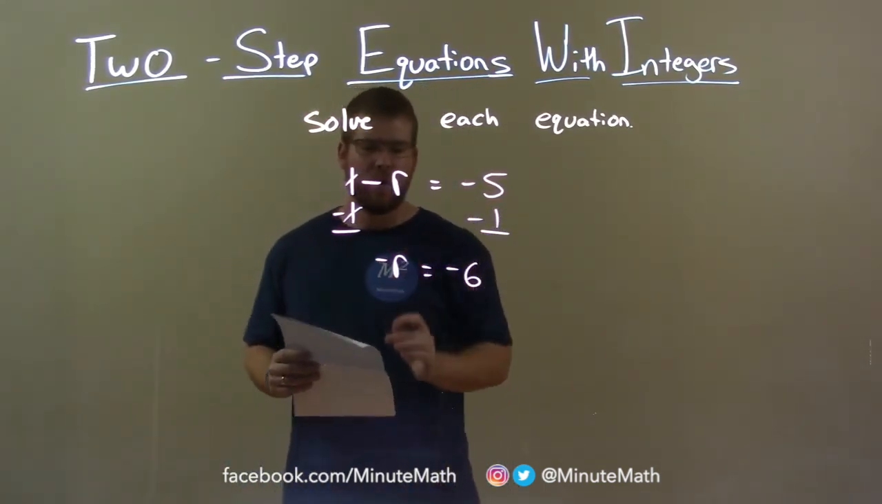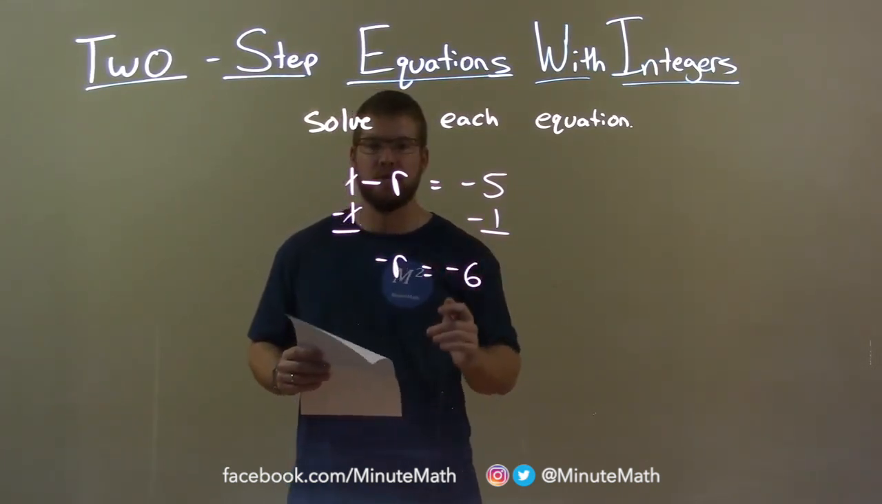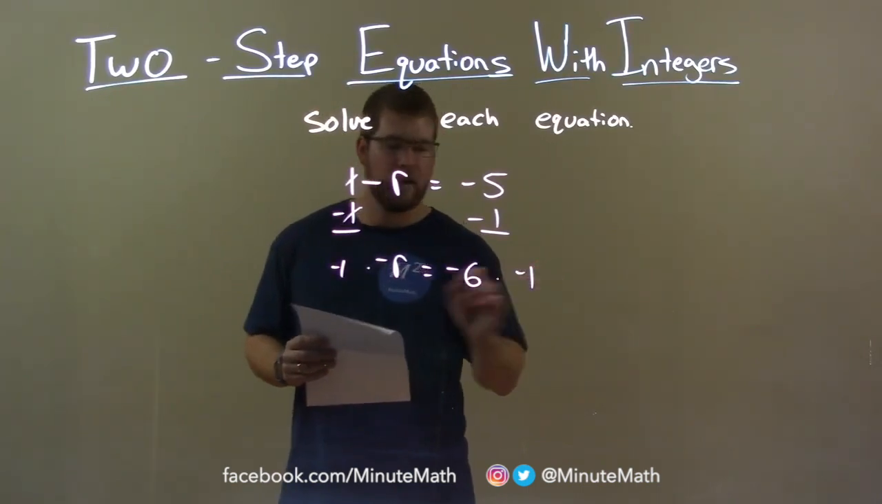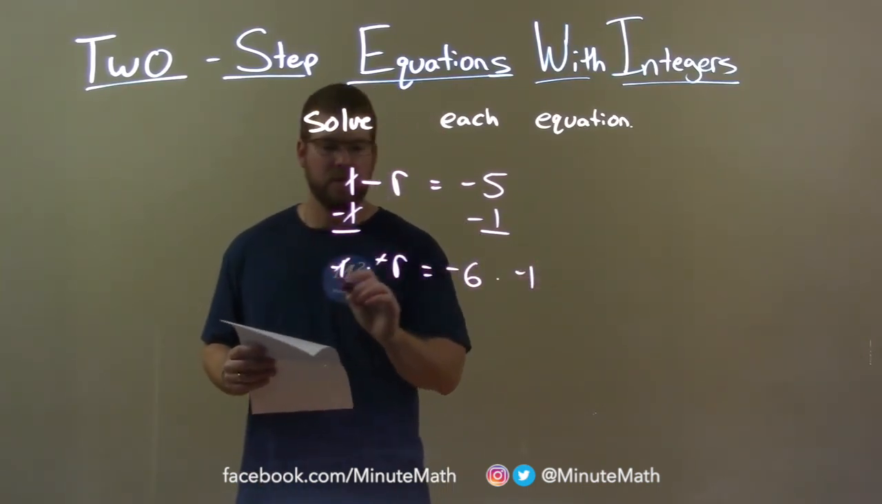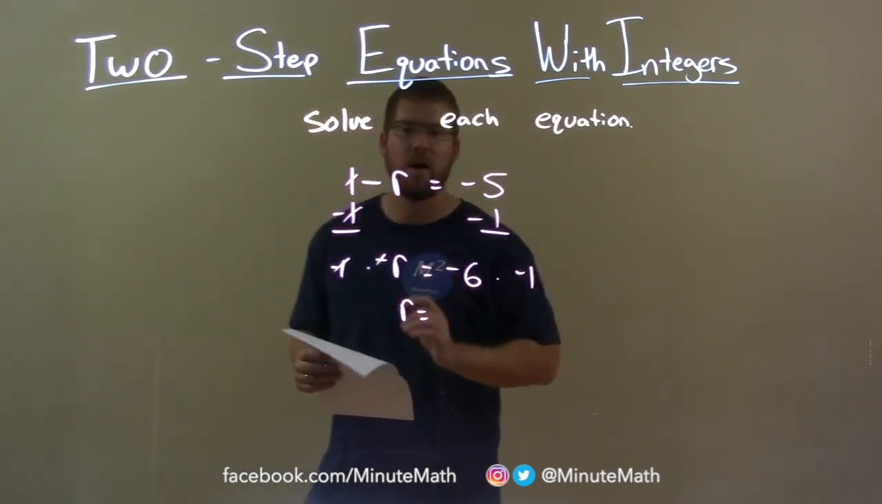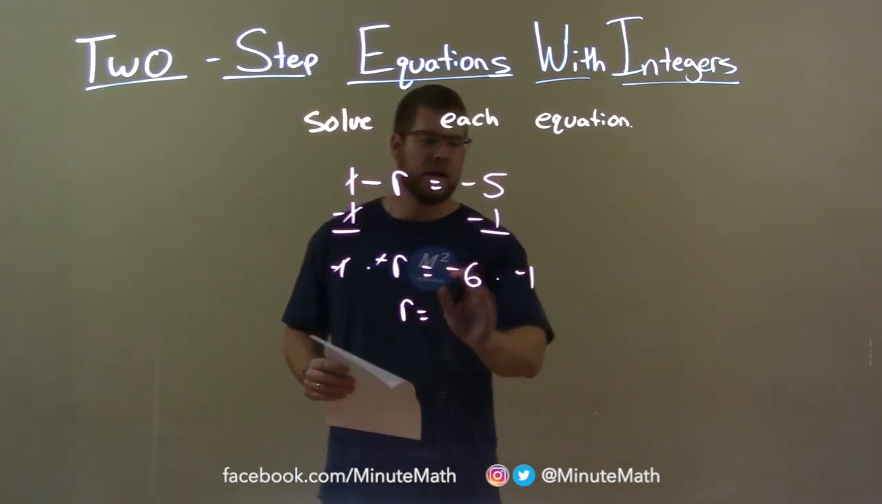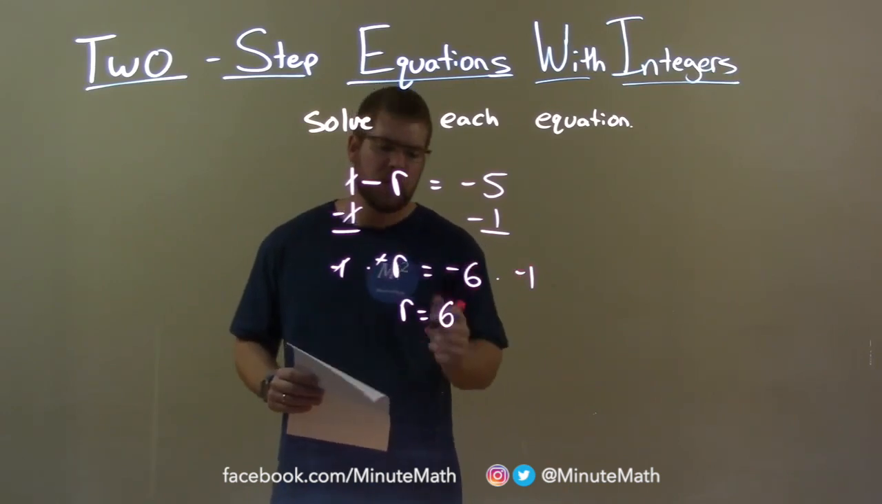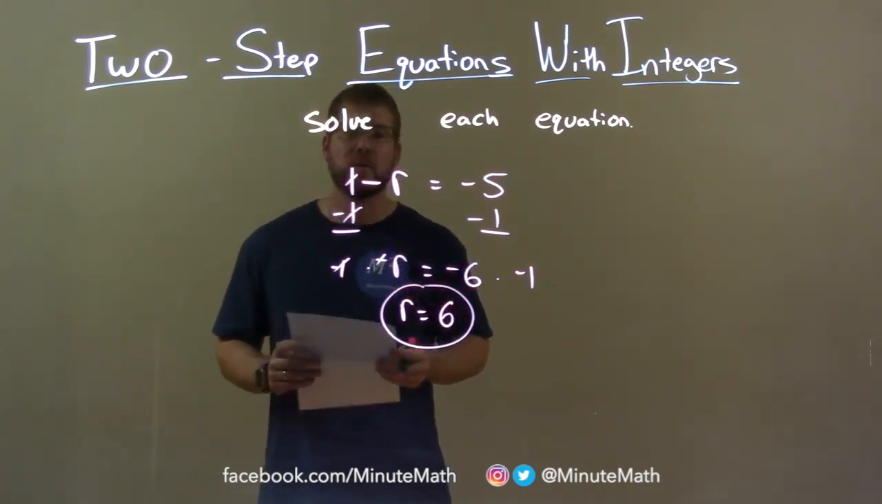All right? So now we have negative r equals a negative 6. If I multiply both sides by a negative 1, the negatives will cancel here and leave me with a positive r by itself. Negative 6 times negative 1 is positive 6, because the negative times the negative is a positive. And so our final answer is r equals 6.